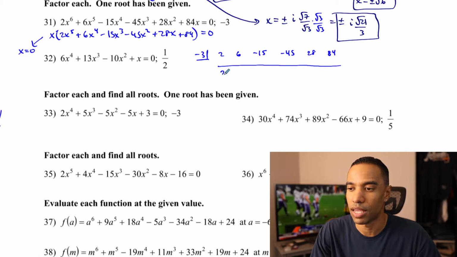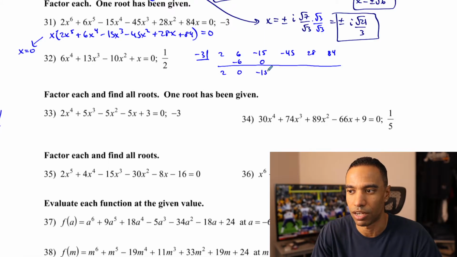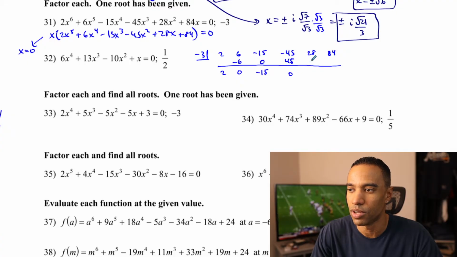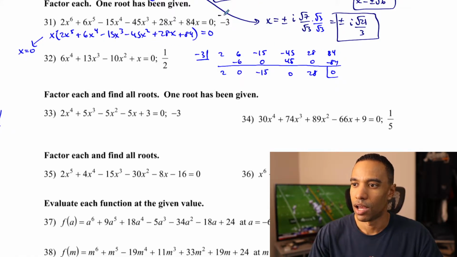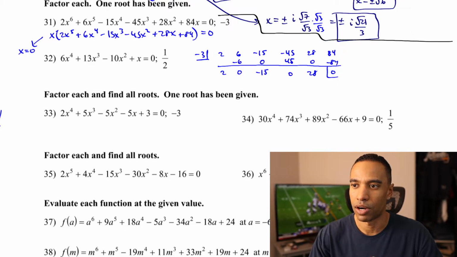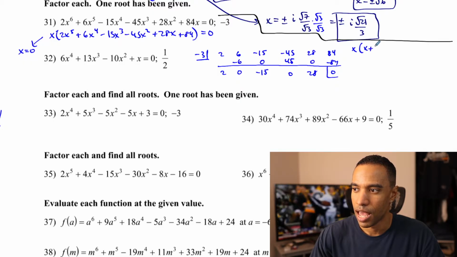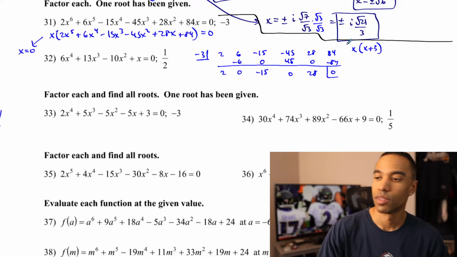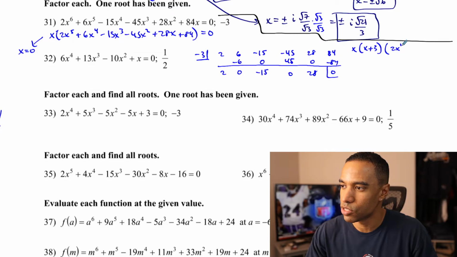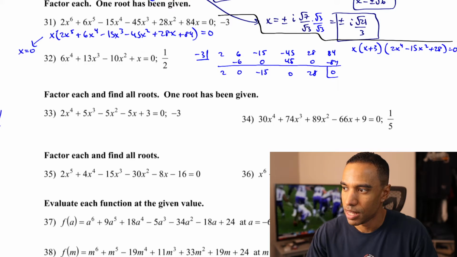So now we're going to get 2 here, negative 6. Okay, yeah, let's use this version. 0, negative 15, that's 45 and 0. And 0 and 28 and negative 84 and 0. As it's a root, that should give you a 0 remainder. So now our polynomial looks like x times x plus 3. That's from negative 3 being a root. X plus 3 is the factor. And then times 2x to the fourth minus 15x squared plus 28. That all equals 0 still.